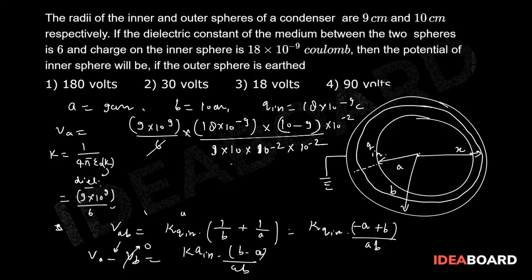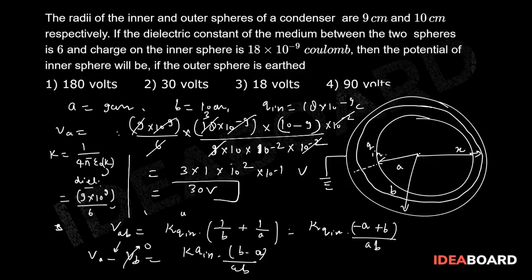Now solve it. So 9 will be cancelled out, 10 to the power minus 9 and 10 to the power minus 9 will be cancelled out, 10 to the power minus 2 is cancelled out. So finally what do we get? We get 3 into 10 to the power 2 into 10 to the power minus 1 volts, right? So this will be nothing else but 30 volts. So which option is the correct answer? Option number 2, 30 volts is the right answer, correct?